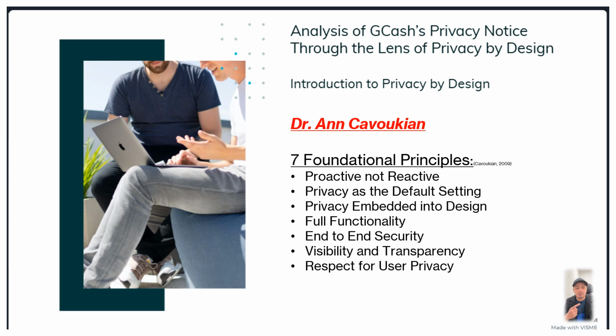Number 1 is proactive, not reactive. Number 2 is privacy as the default setting. Number 3 is privacy embedded into the design. Number 4, full functionality. Number 5 is end-to-end security. Number 6 is visibility and transparency. And number 7 is respect for user privacy. These principles aim to ensure that privacy is not an afterthought, but a core component of organizational practices.